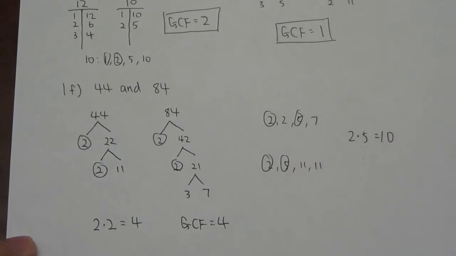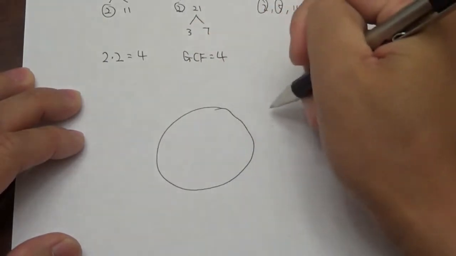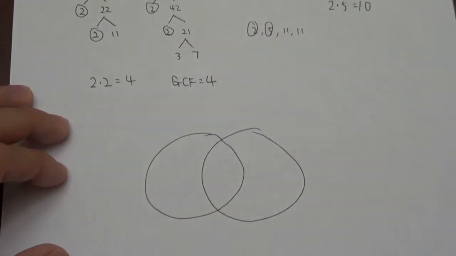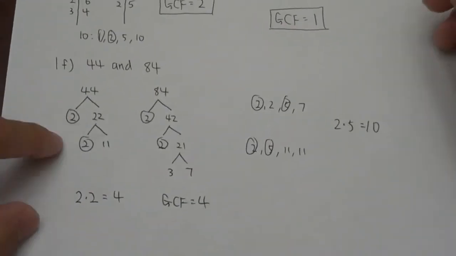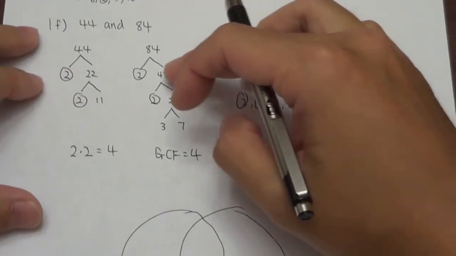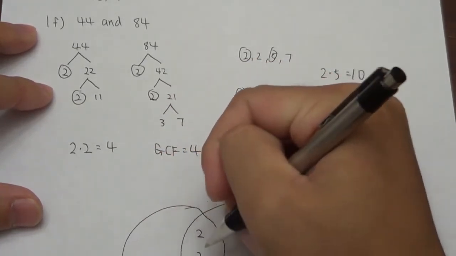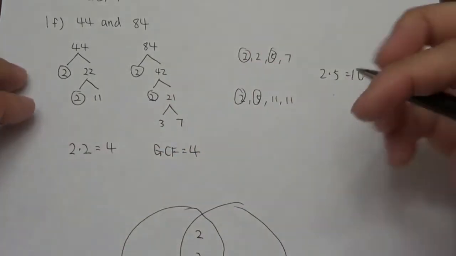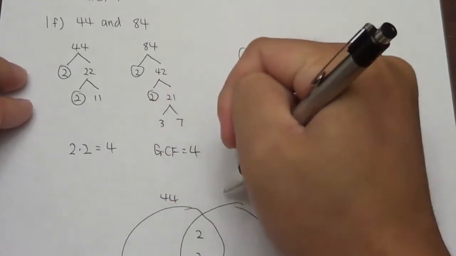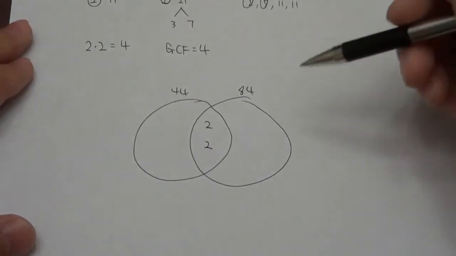The third method is the Venn diagram. Now, that's just another way of organizing the numbers. So I will still have to do this step. Once I get these numbers, I'm just looking for the common ones, and then I'm putting the common ones in the middle, because that's where both circles meet, right? This circle is for 44, this circle is for 84. Oops, sorry, you can actually see now.